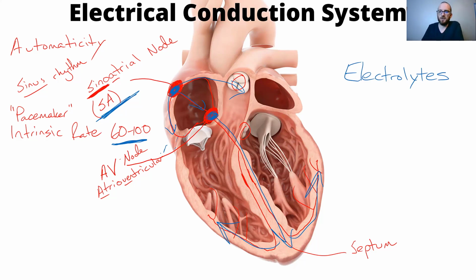When we look at electrolytes, Na is sodium, and it has a little positive electrical charge. Calcium has little positive electrical charges. Potassium is K, also positive electrical charges. Chloride has a little negative electrical charge.